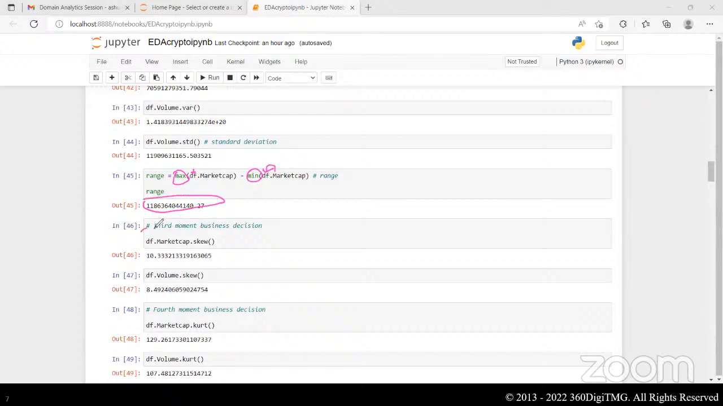I'm also calculating your third moment, which is nothing but skewness. I'm calculating the skewness for two columns, market cap and volume. The same I'm doing for kurtosis, for market cap and volume. So I'm getting various skewness and kurtosis values over here.